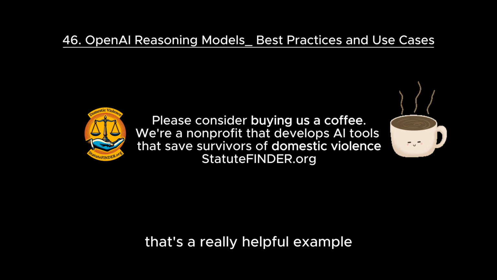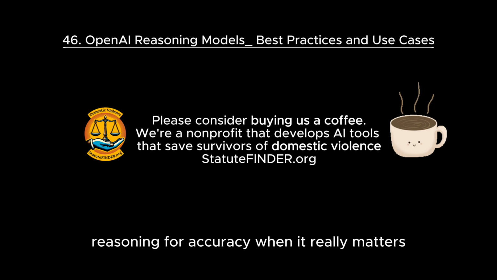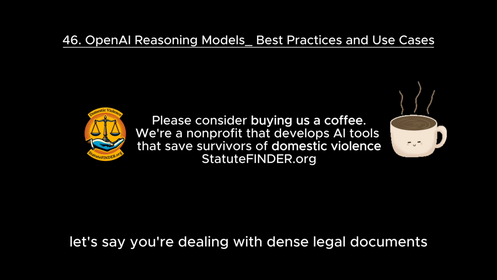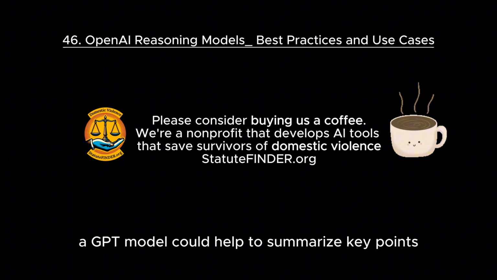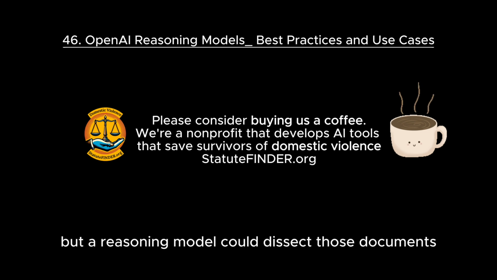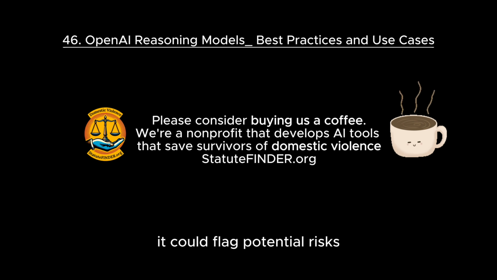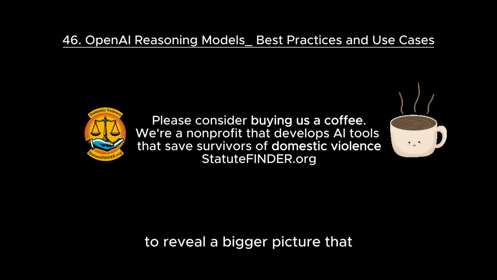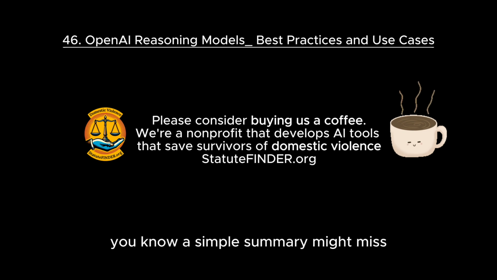That's a really helpful example. So it's almost like a tag team approach. Hmm. GPT for speed, reasoning for accuracy when it really matters. Are there any other scenarios where this plays out? Absolutely. Let's say you're dealing with dense legal documents. A GPT model could help to summarize key points, but a reasoning model could dissect those documents. It could flag potential risks buried deep within the text, and even connect the dots between multiple documents to reveal a bigger picture that a simple summary might miss.